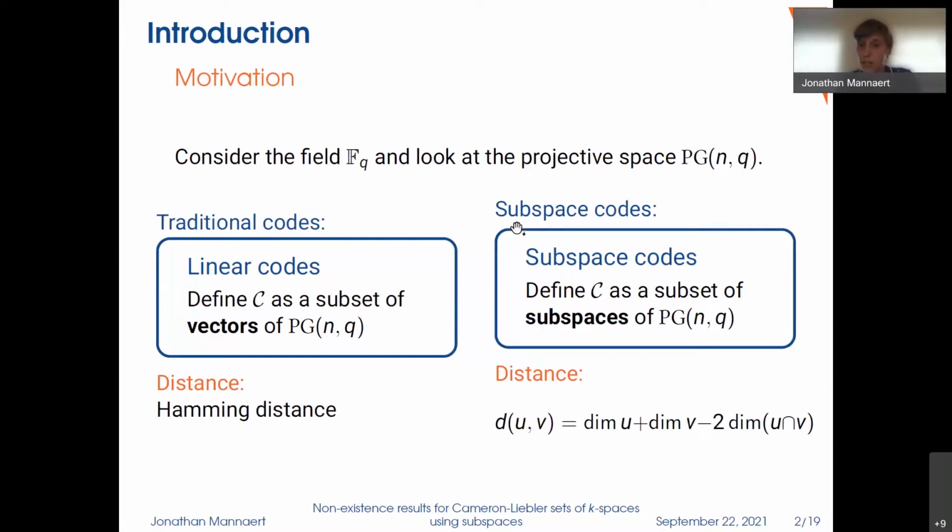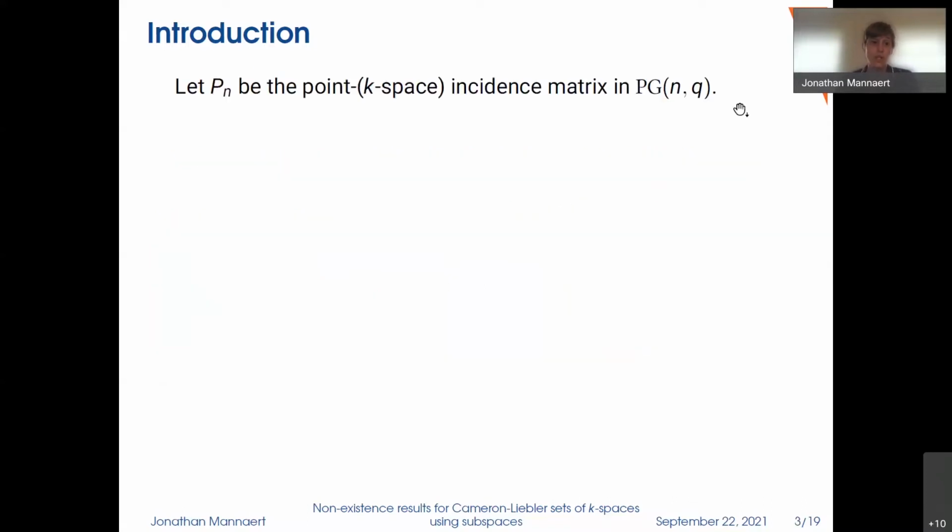We can also look at subspace codes, where the codewords are the subspaces of PG(n,q). One possibility for a distance function is the function denoted here below. In these subspace codes, it's very interesting to look at certain properties and certain subspaces. So in general, it's very useful to study subspaces in PG(n,q). So let us get to the main topic.